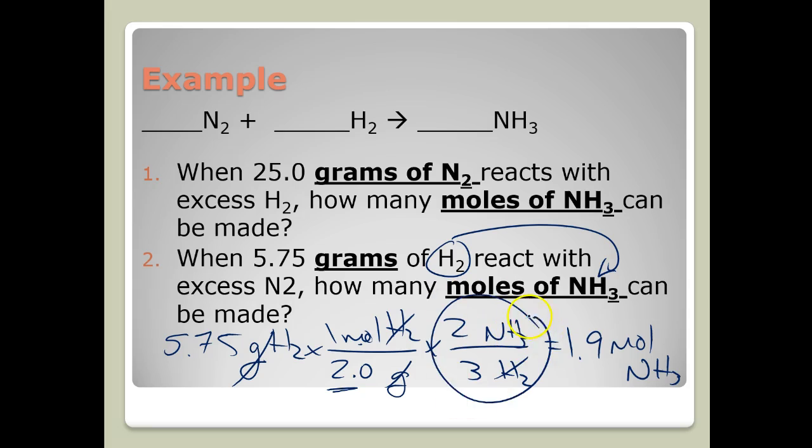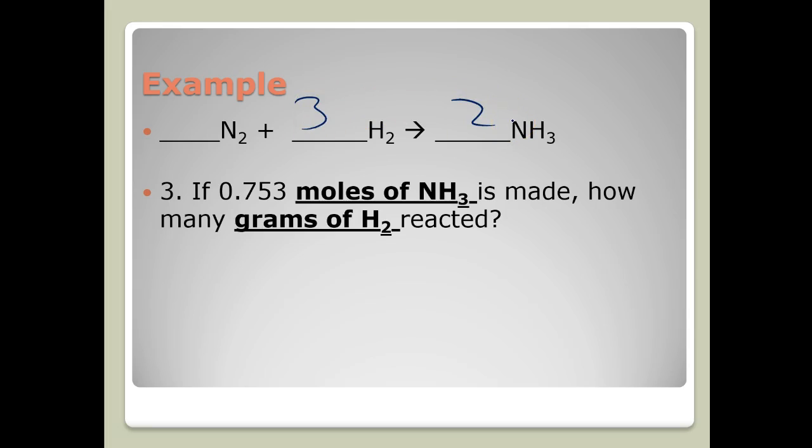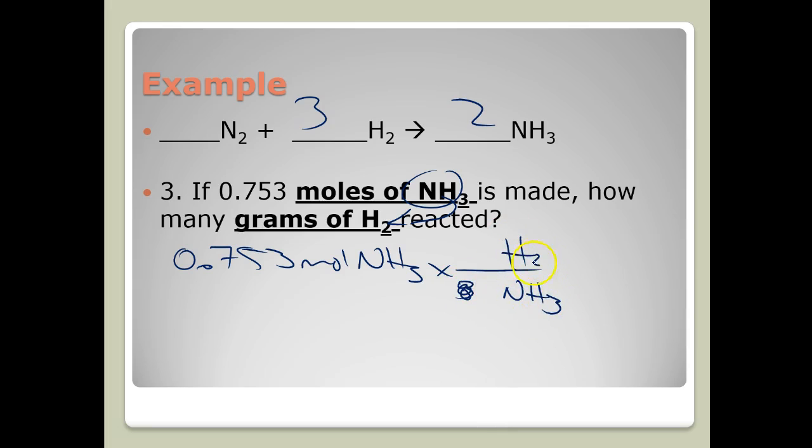Your mole ratio only works when you're going from moles of one thing into moles of something else. Okay, so same equation, 3 and 2. So pay attention to what your units are. You're starting with 0.753 moles of NH3. If you are in moles, you can change from moles of one thing to moles of the next right away. You don't have to change it into grams. Moles does everything. So it takes NH3 on the bottom, hydrogen on top, 2 NH3, 3 hydrogens.